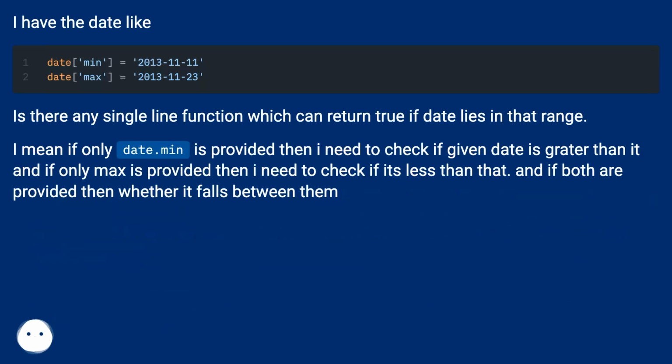How can I find if the date lies between two dates? I have the date like. Is there any single line function which can return true if date lies in that range? I mean, if only date.min is provided, then I need to check if given date is greater than it, and if only max is provided, then I need to check if it's less than that. And if both are provided, then whether it falls between them.